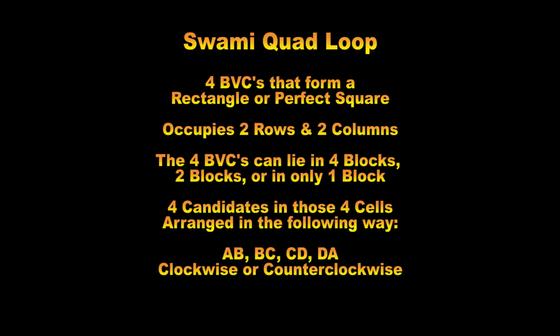And if the 4 cells lie in 4 blocks, you can make candidate eliminations in 4 houses. And if they lie in only 1 block, you can make candidate eliminations in 5 houses. And if they lie in 2 blocks, you can make candidate eliminations in all 6 houses. Okay, I hope that's clear.